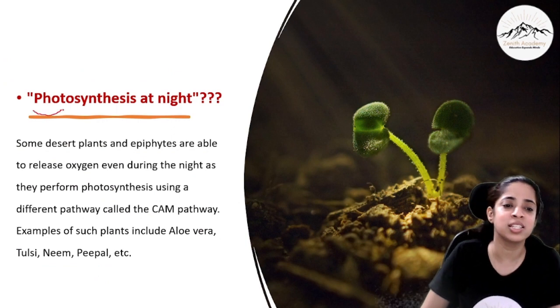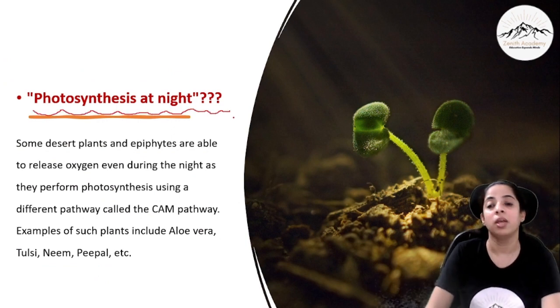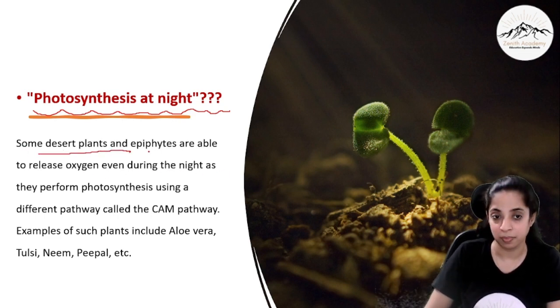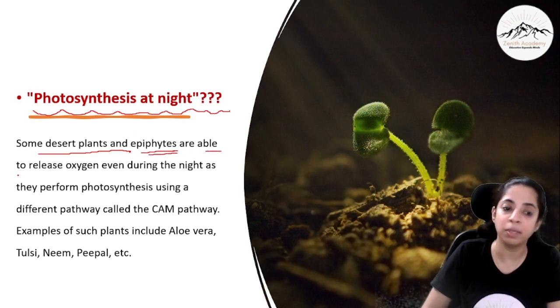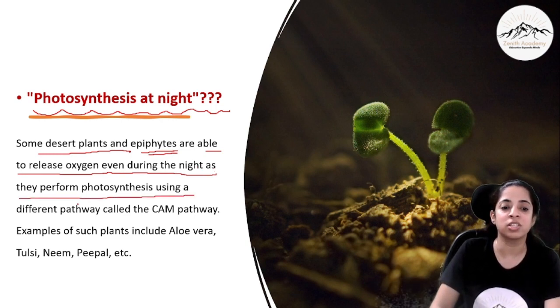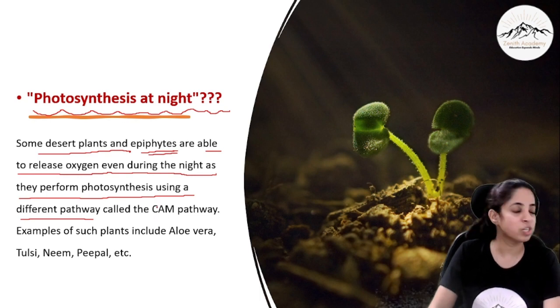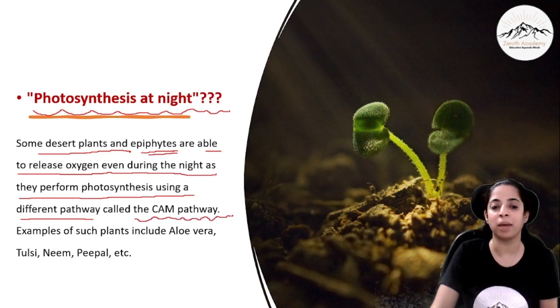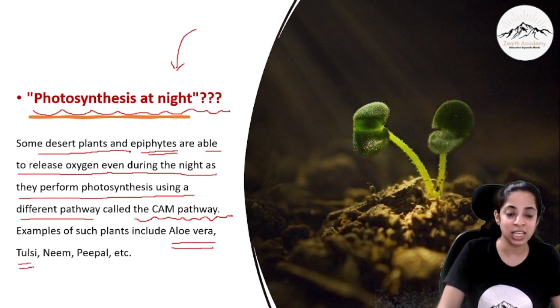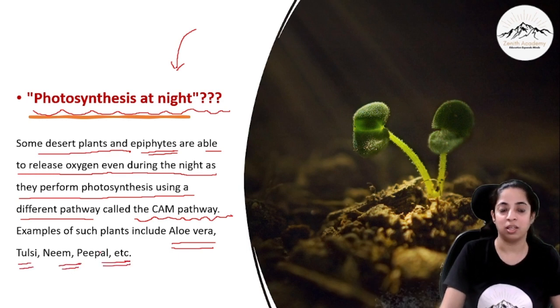Now, does photosynthesis take place at night? This is a very common question that students have. So see here children, some desert plants and some epiphytes are able to release oxygen even during the night, okay, as they perform photosynthesis using a different pathway. This pathway is not there for your portion, but just remember the name, that there is a different pathway called CAM pathway. Okay, and what are the examples of such plants which do photosynthesis at night? You have to remember that aloe vera, tulsi, neem and peepal, they all perform photosynthesis at night.